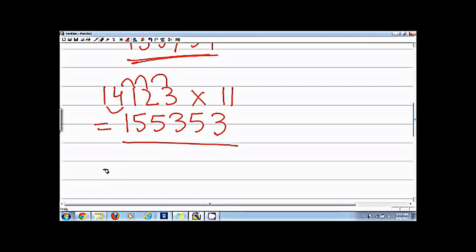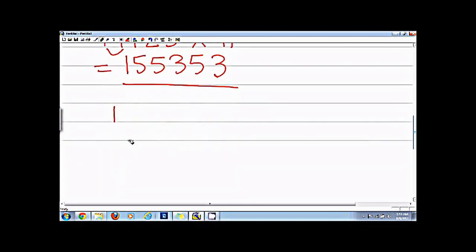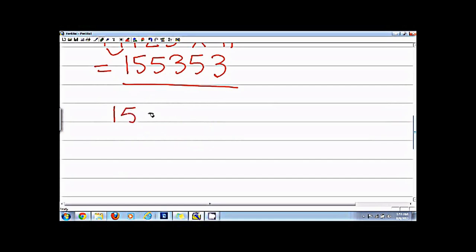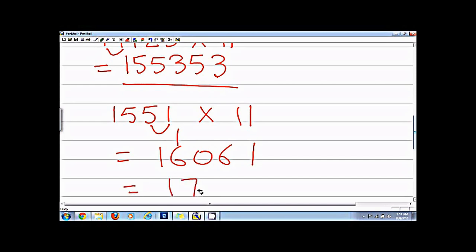For example, now I have 5, 5, 1 and I want to multiply it by 11. In this case what I'll have is 1, and then 1 plus 5 is 6, and then 5 plus 5 is 10. So if I do 10, then I have to write 0 here and carry 1, and then 5 plus 1 is 6 and then 1. So the answer will be 17061. Am I correct or not?